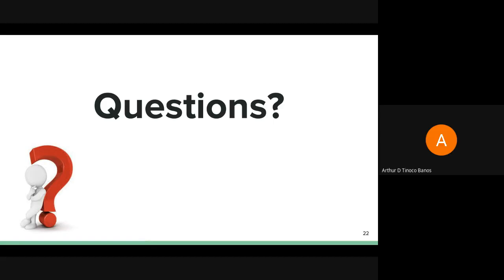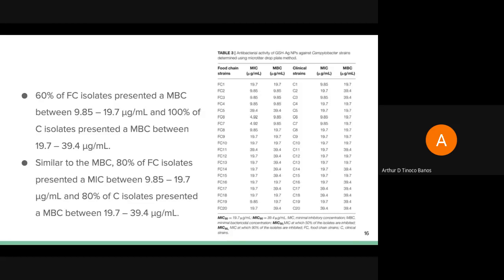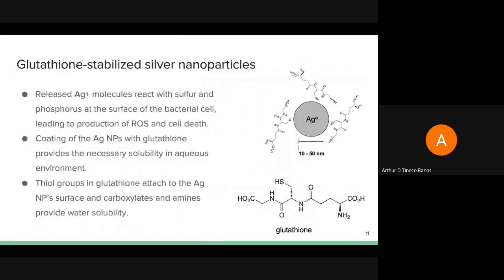Okay, so you have another question, Daniela. Slide number 11. Why does the nanoparticles' reaction with sulfur and phosphorus at the surface of the bacterial cell affect ROS production? Any ideas here?